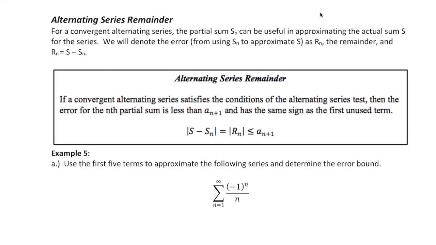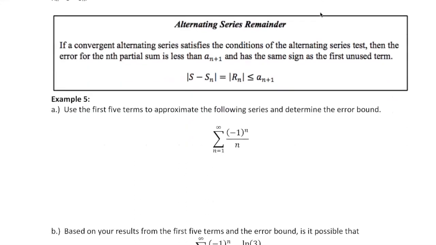So if a convergent alternating series satisfies the conditions of the alternating series test, then the error for the nth partial sum is less than the a sub n plus 1 term. Now notice that's not a sum, that's not the n plus first sum, that's just the n plus first term, and it's going to have the same sign as the first unused term. So what that says is that the absolute value of the remainder is less than or equal to the value of the next term. So let's look at example 5.